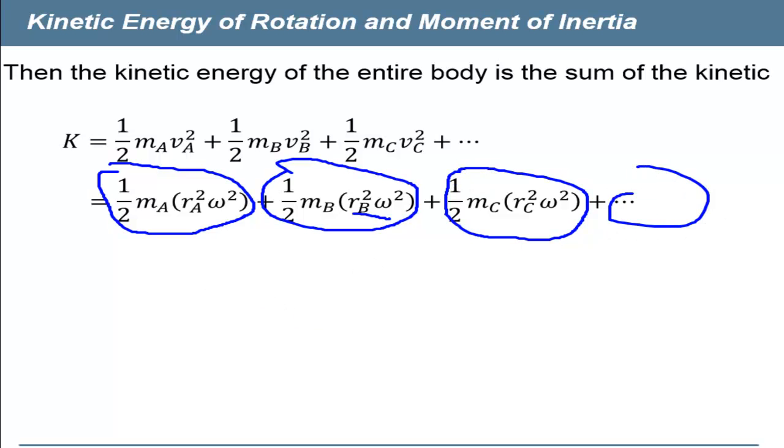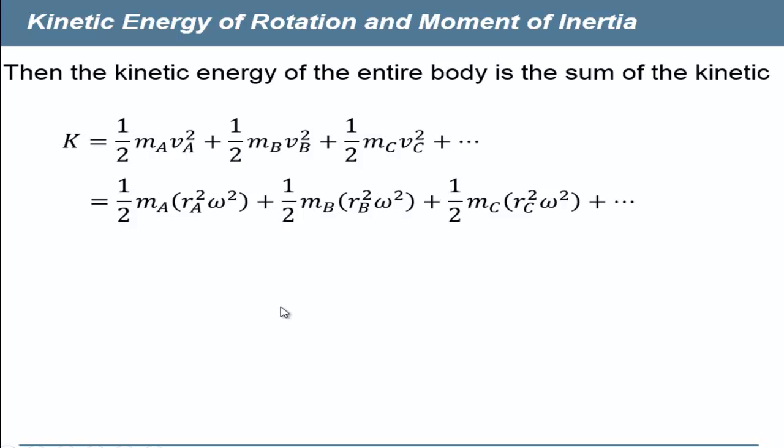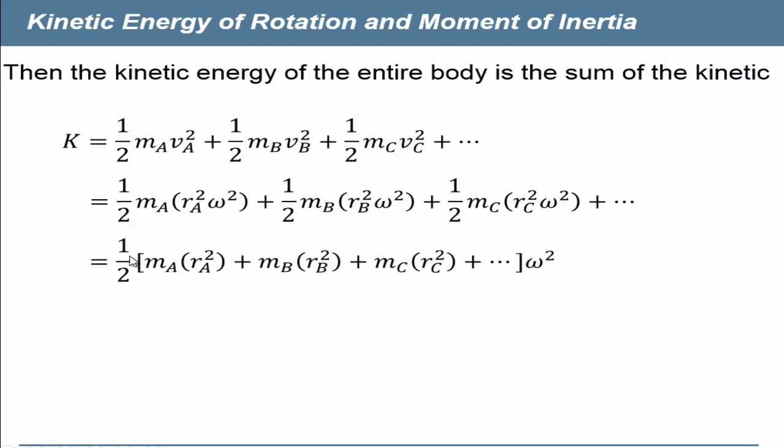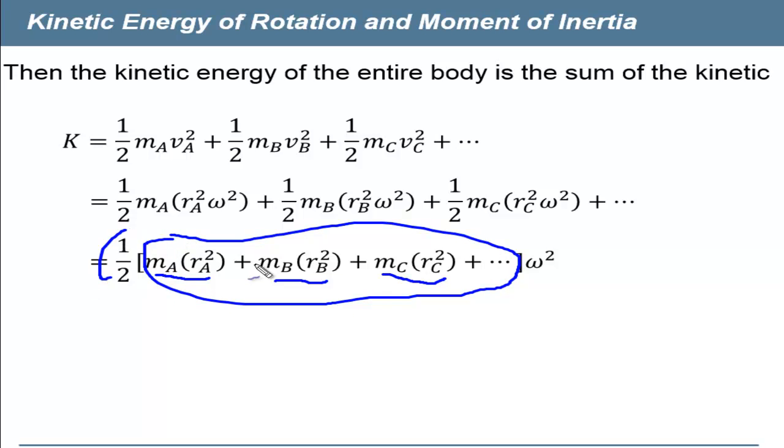Really have an infinite number of points there. But then we see that we have a 1/2 in every term, and we have an omega squared in every term. So if I were to factor these out, then this is the same as 1/2 times these characteristics of every point. The mass of point A times the distance to point A squared, plus the mass of point B times the distance to point B squared, the mass of point C times the distance to point C squared, etc. And we have all this inside here, and then times 1/2 times omega squared. This is just simply factoring here.